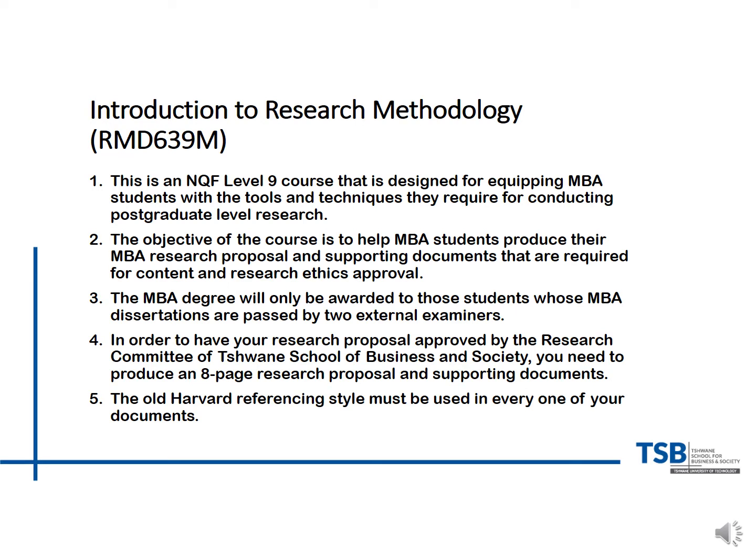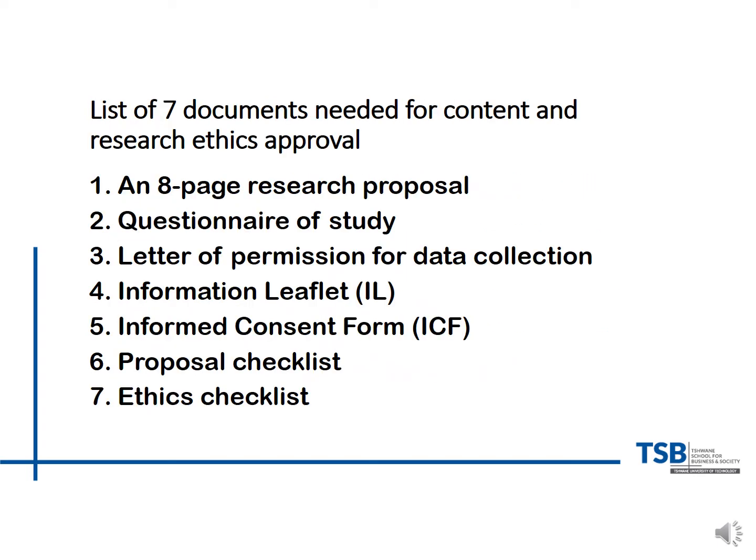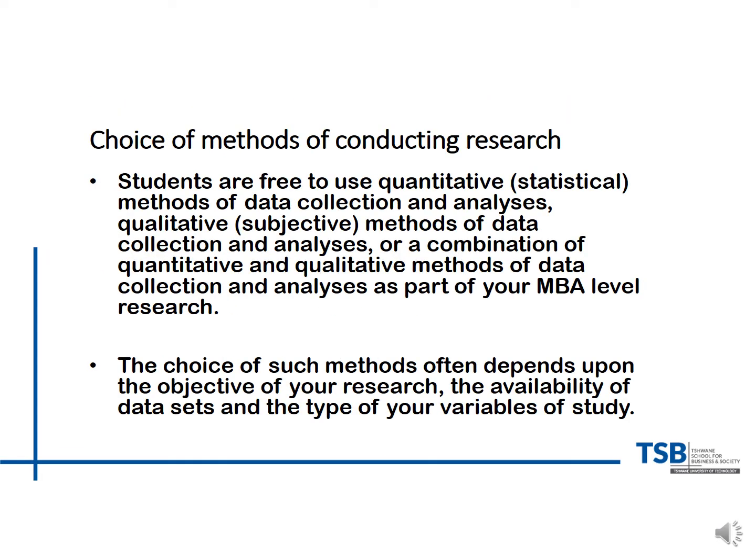This is an introduction about the course, what it is you will be required to do, and how assessment will be made. In this course, there are 7 documents that are required for content and research ethics approval from every one of you. And these documents are your proposal, the questionnaire of study, the letter of permission for data collection, an information leaflet, an informed consent form, a proposal checklist, and a research ethics checklist.